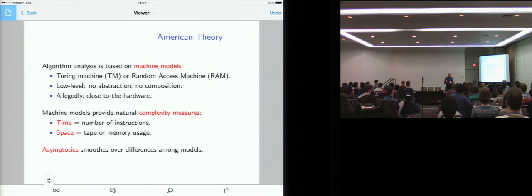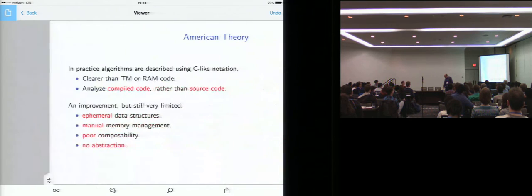What's important about it, though, the technical reason it's chosen, is it gives rise to natural complexity measures. You can count the number of tape squares that the program supposedly uses on the Turing machine, or the number of instruction steps, as a way of counting how many steps you're taking. And the asymptotics smooth over the differences. The whole point of doing asymptotics is that they mod out by polynomials quite liberally. So all of the models of computation, except the one that matters, are polynomially equivalent. That's the idea, okay? So we don't care what it is.